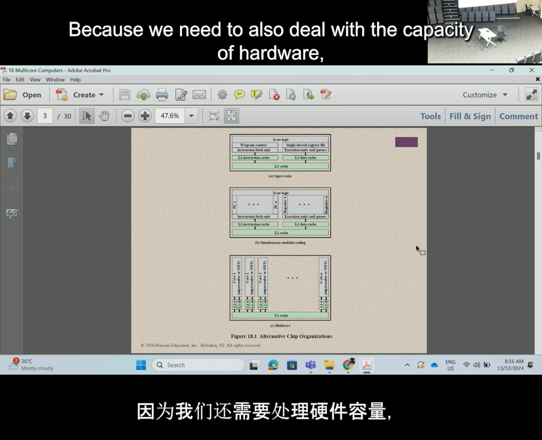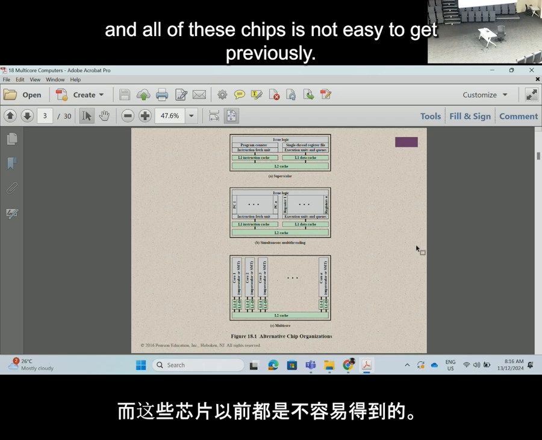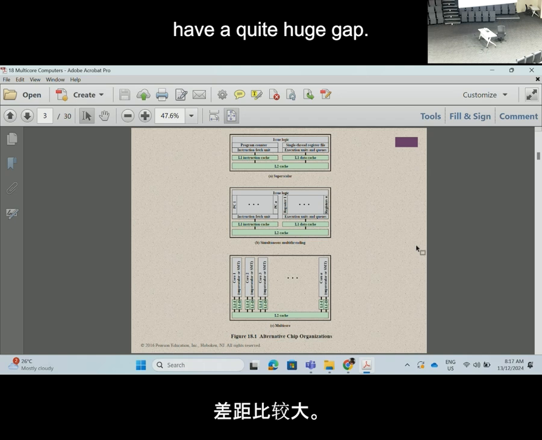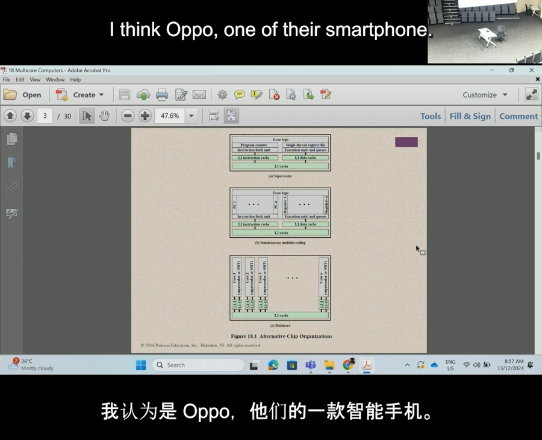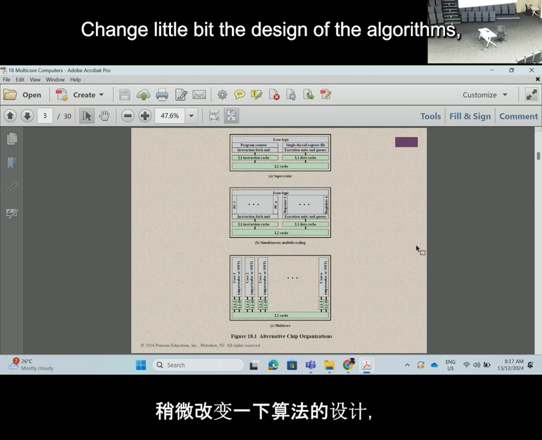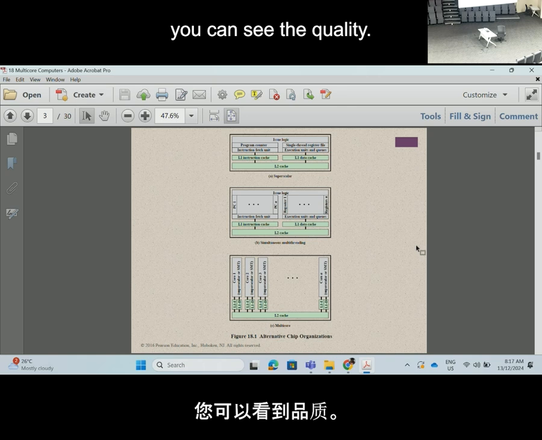Because we also need to deal with the capacity of hardware, the chips, transistors, capacitors, and all of these chips are not easy to get previously. That's why the generations have quite a huge gap. It's not like nowadays with your mobile phone. I think Oppo, one of their smartphones, has a new model every 6 to 9 months. They change the design of the algorithms a little bit, then produce a new model within 6 months. Compare 6 months to 4 years, and you can see the quality.